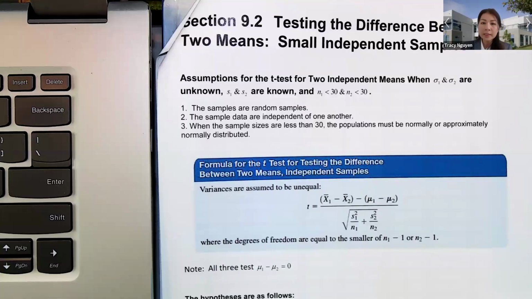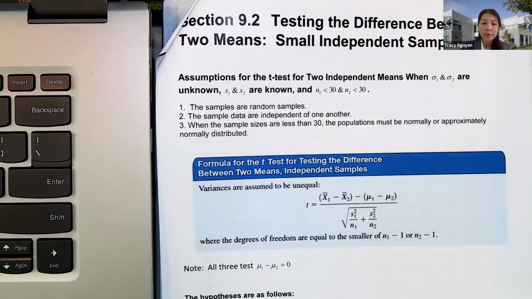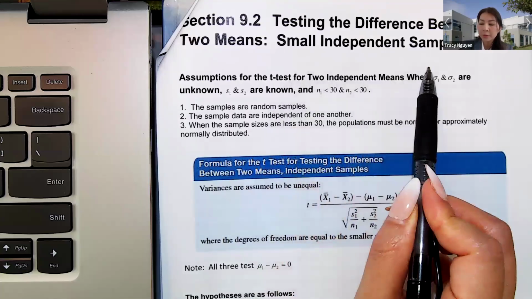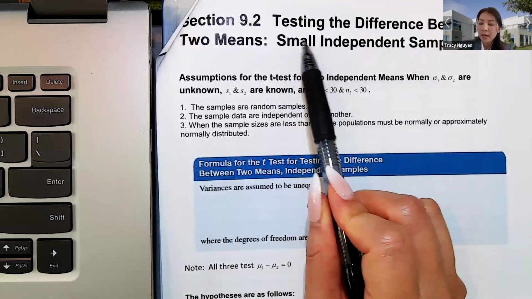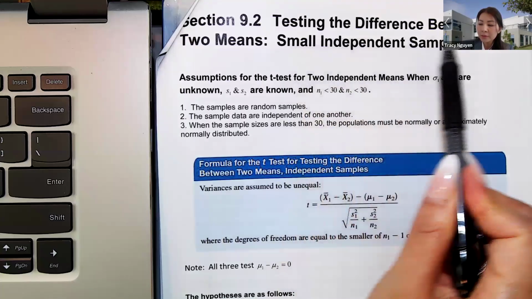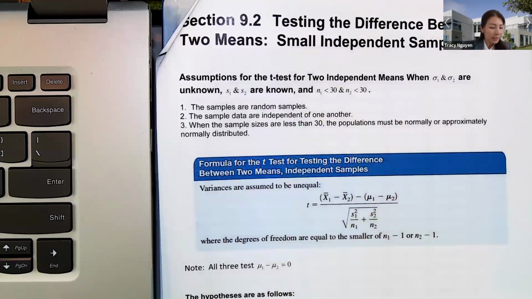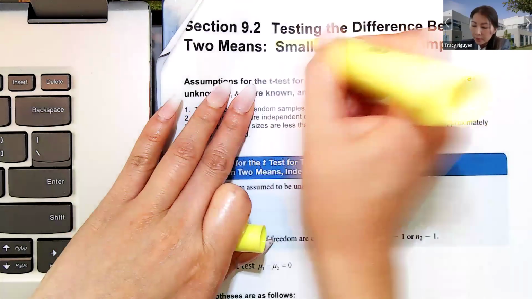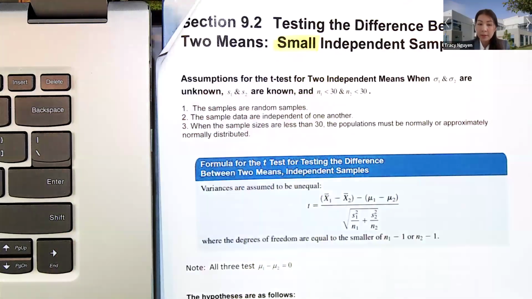This is for section 9.2. In 9.2, we continue with hypothesis testing for two samples. But what we're going to focus on here would be small independent samples. So we'll continue with hypothesis testing for the difference between two means, but in this lesson, we're going to focus on small independent samples.